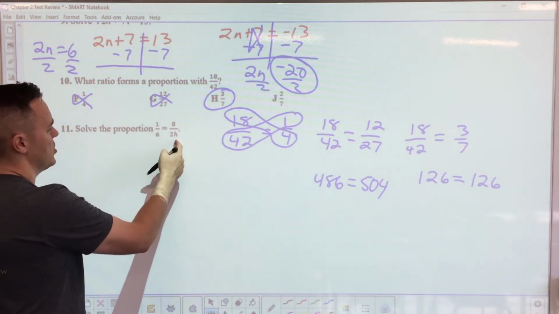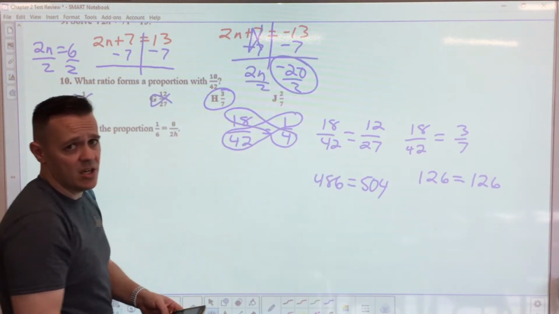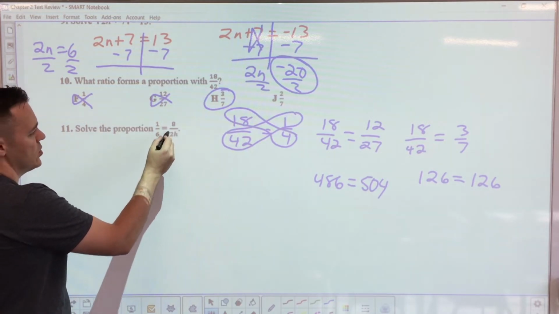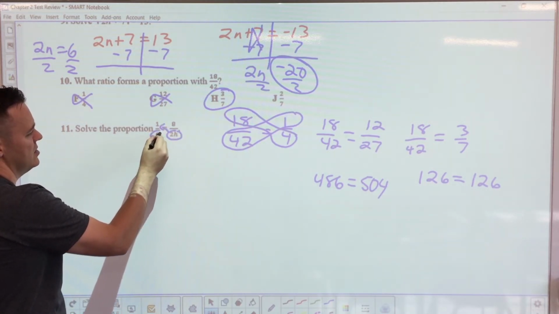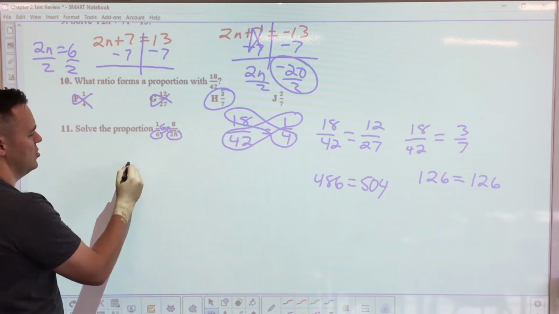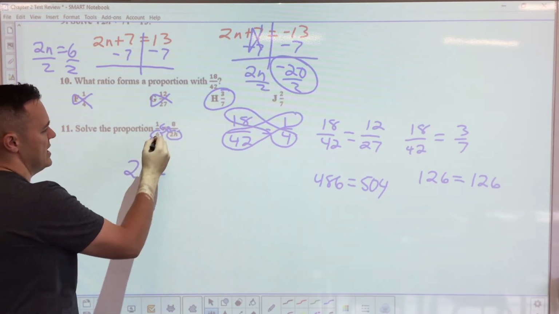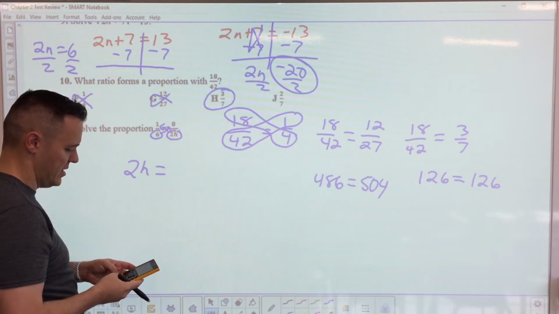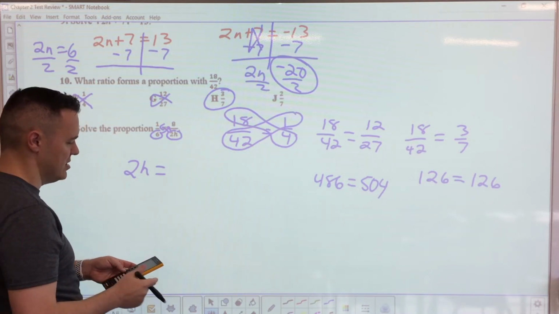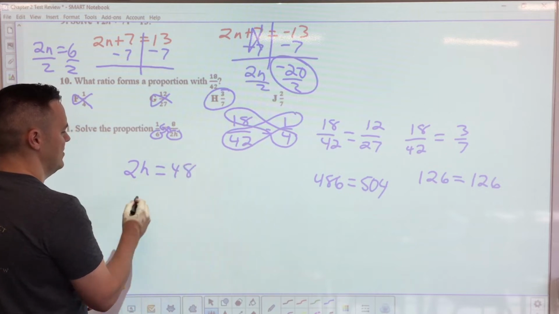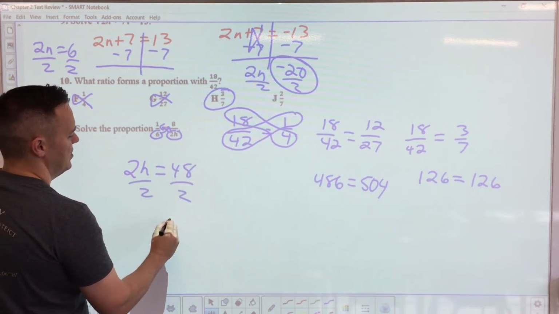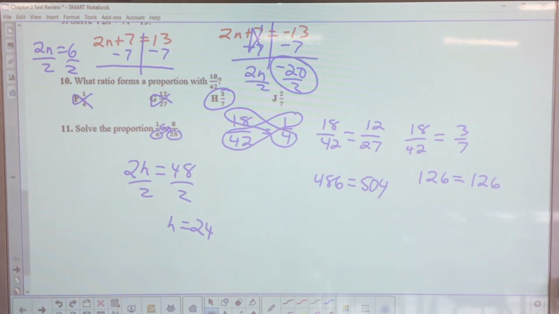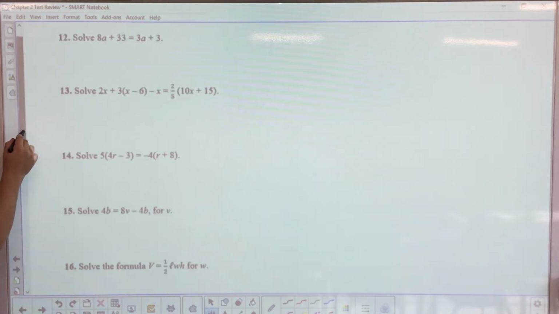Now solve this proportion. We did cross multiplication here, so you need to make sure you do cross multiplication on this one as well. So we're going to multiply this up into there, and the 6 up into here. So you get 2h equals 8 times 6. I shouldn't have to put that in a calculator, but my brain is not working. 48. Divide by 2, h equals 24. Simple enough. All right, next page.